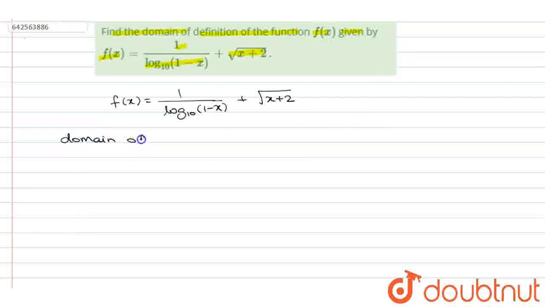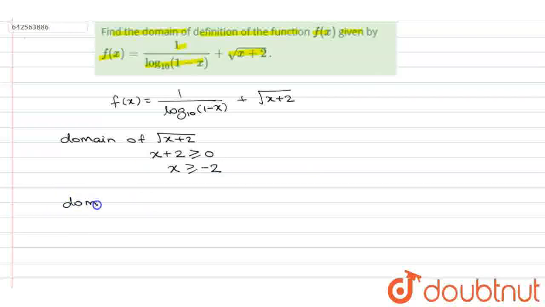For finding the domain of under root (x plus 2), it is an algebraic function, and we know that an algebraic function exists for all real numbers. So the domain of this function will be all real numbers which satisfy the condition that the value of x plus 2 should be greater than or equal to 0, because it is a square root function, and the square root function exists only for non-negative values. So when we solve, we get that the value of x should be greater than or equal to minus 2.